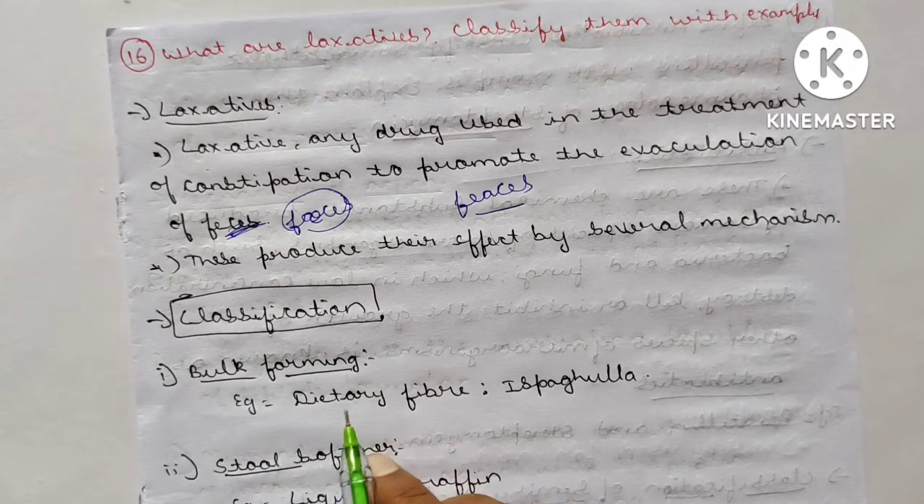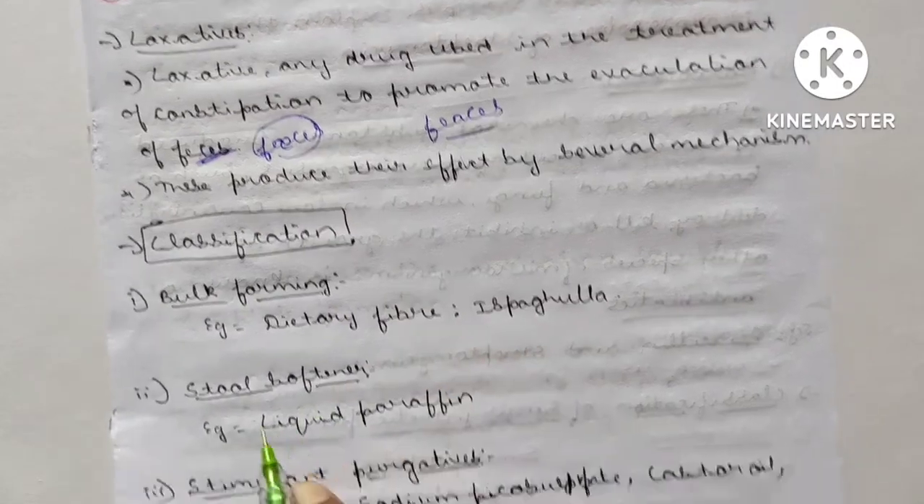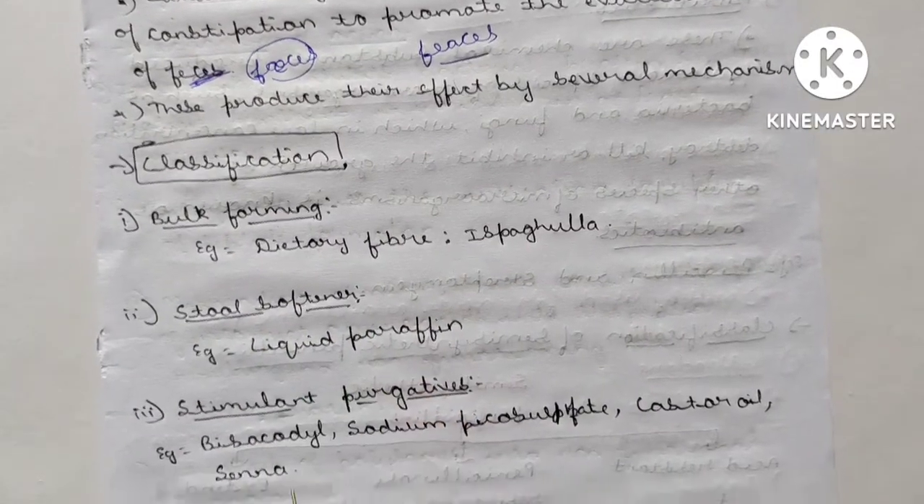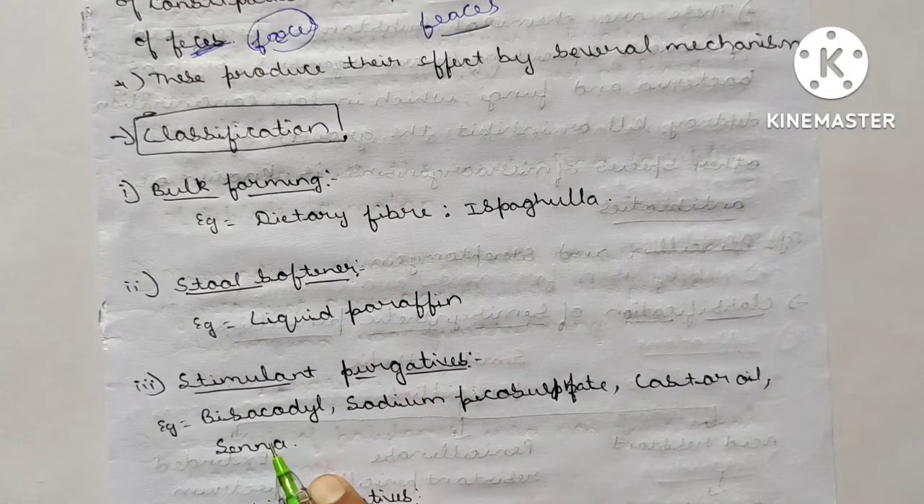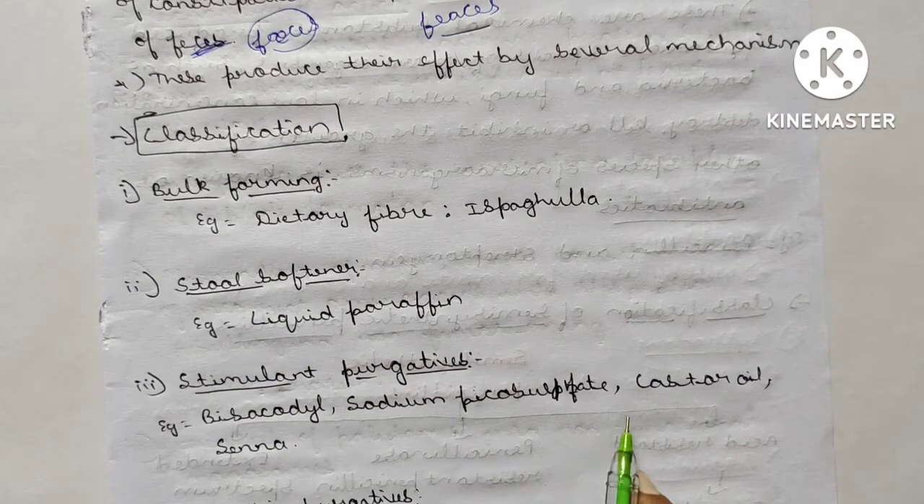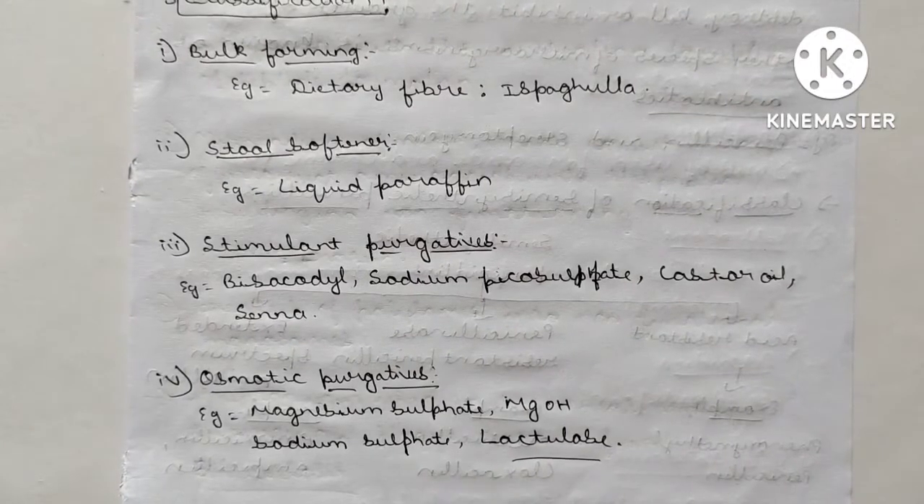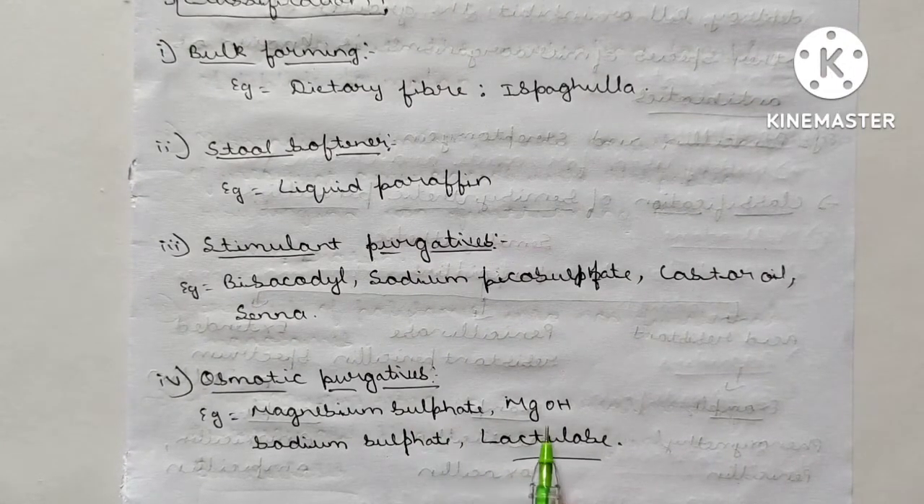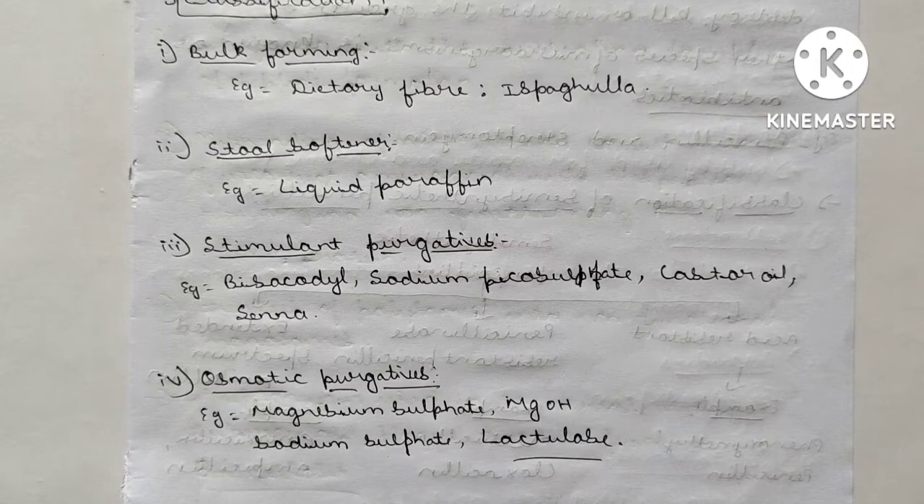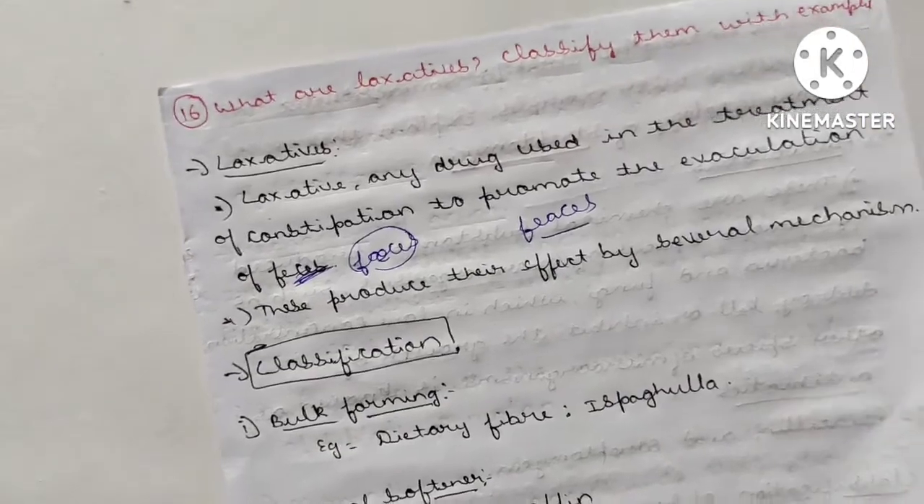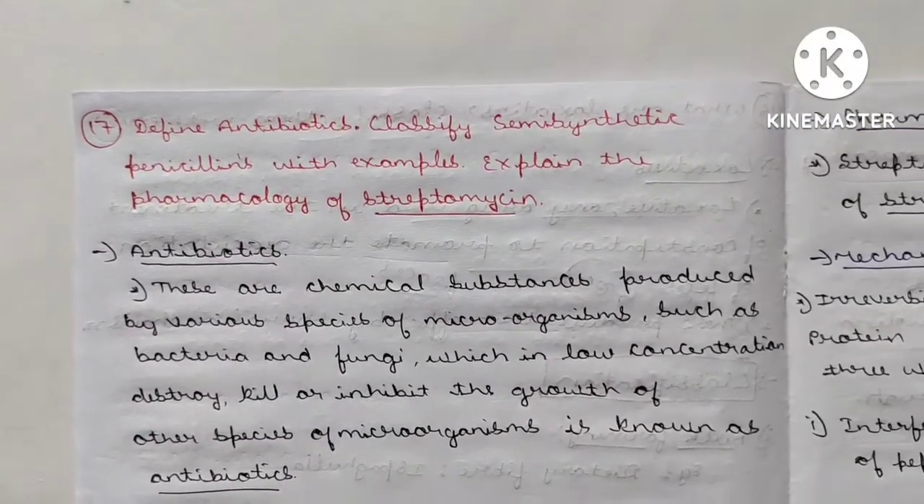Classification: bulk forming, dietary fiber, isabgol; stool softener, liquid paraffin, for example. Stimulant purgatives like bisacodyl, sodium picosulfate, castor oil, senna. Osmotic purgatives: magnesium sulfate, magnesium hydroxide, sodium sulfate, lactulose. These all are the classification of the laxatives. Now let's go towards the 17th one.